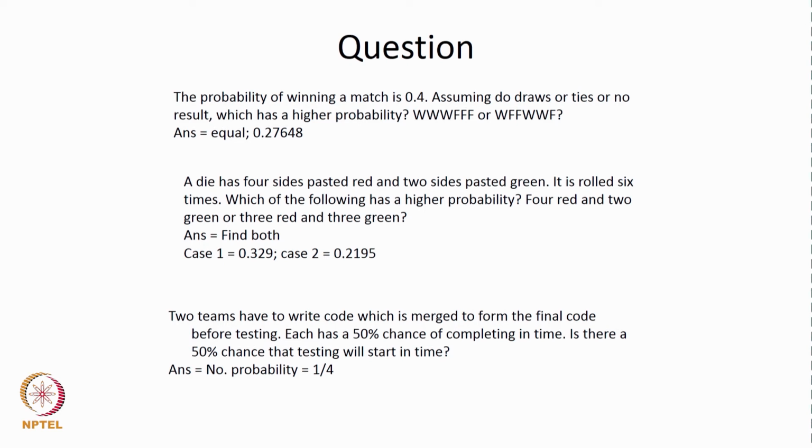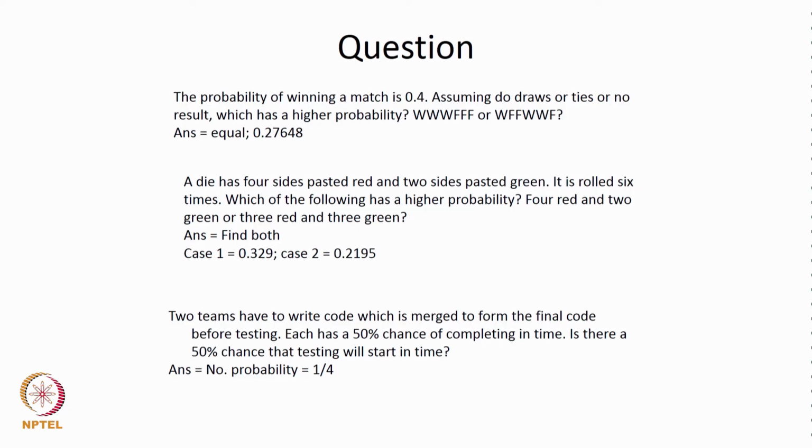So 4 red: 6C4, (2/3)^4, (1/3)^2, which is 0.329. And the other one is 6C3, (2/3)^3, (1/3)^3, which is 0.2195. Therefore, 4 red and 2 green has a higher probability than 3 red and 3 green.